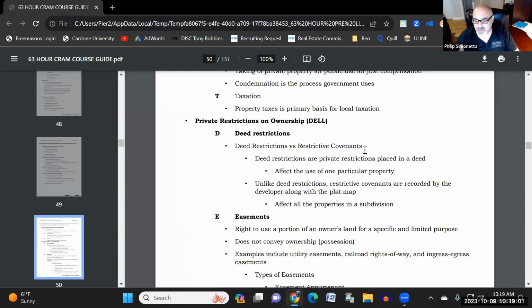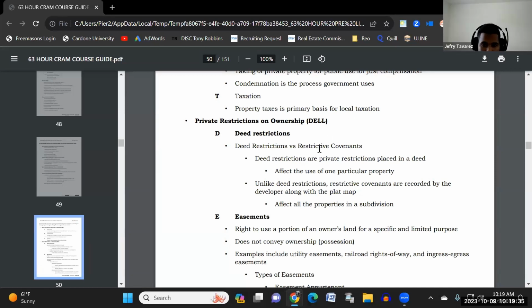Then you have restrictive covenants. Okay, so unlike deed restrictions, restrictive covenants are recorded by the developer along with the plat map, and that affects all the properties in the subdivision. Like when you go into certain subdivisions, you can't have commercial vehicles with lettering on them, right? That is like a restrictive covenant. So you have to park that in the garage, right? You could not have it out in the driveway. That's something that's recorded when the plat map is approved for the development. Do you understand the difference of that?